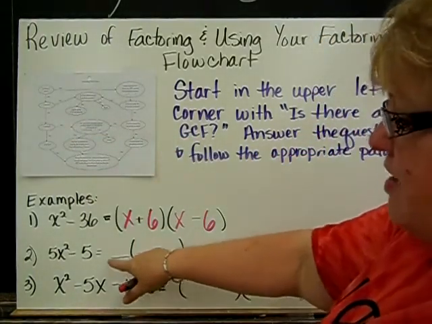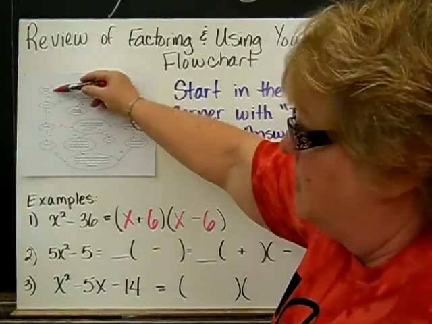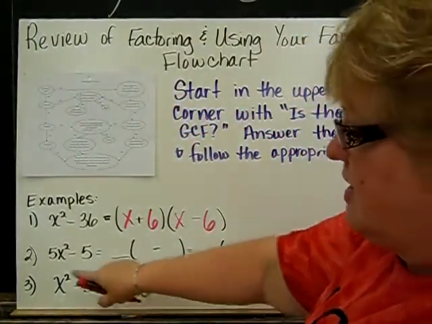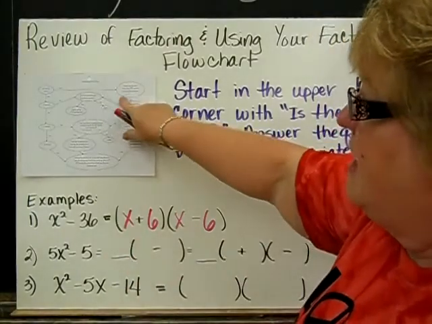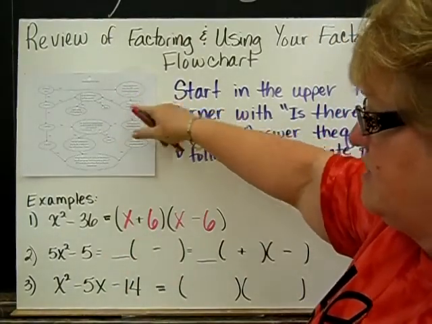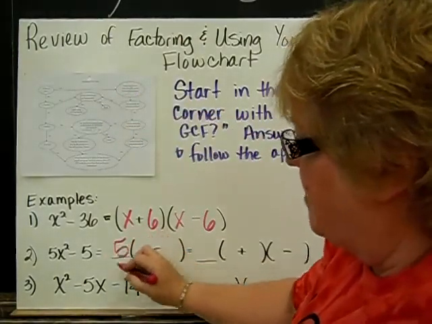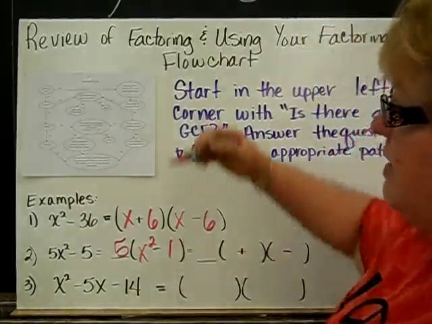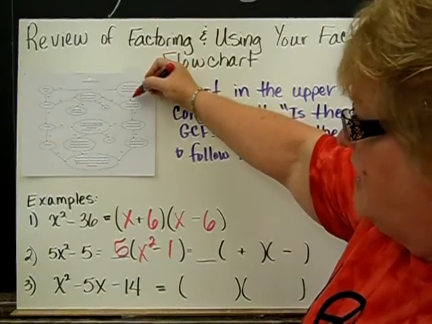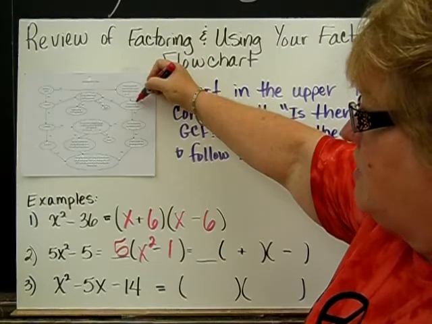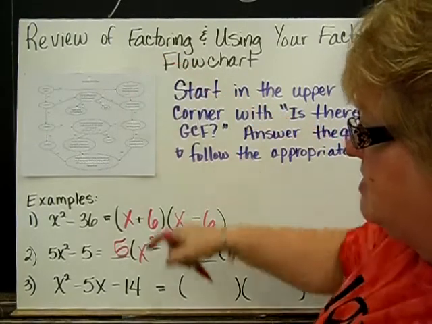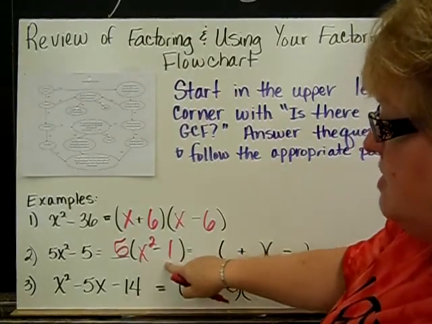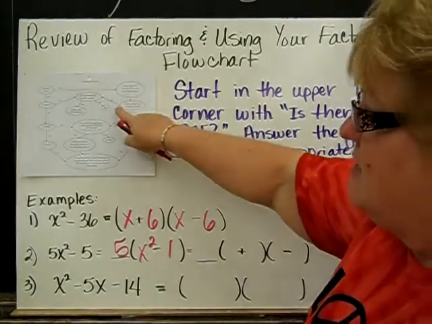Okay, the second problem, 5x squared minus 5. We start up here again. Is there a greatest common factor? And this time the answer is yes. So we go over here and it tells us to factor out the greatest common factor. So that would leave us x squared minus 1. After we've done that, we go down to the next question. Are there two terms inside the grouping symbols? Meaning, are there two terms in the parentheses? And the answer is yes.